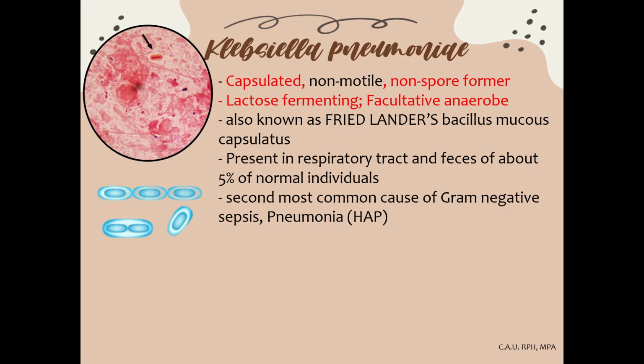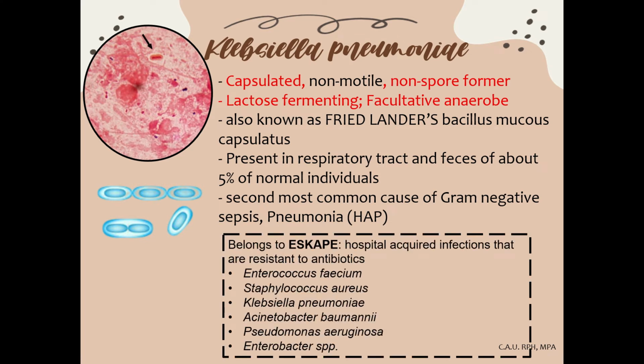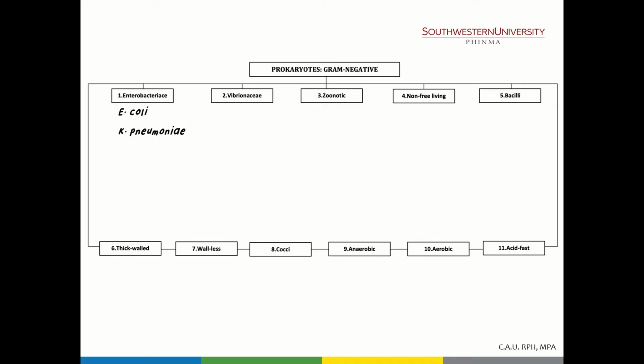Others have been abbreviated as ESKAPE: E for Enterococcus faecium, S for Staphylococcus aureus, K for Klebsiella pneumoniae, A for Acinetobacter baumannii, P for Pseudomonas aeruginosa, and lastly E for Enterobacter species. These include all bacteria belonging to Enterobacteriaceae. The next example is S. typhi.